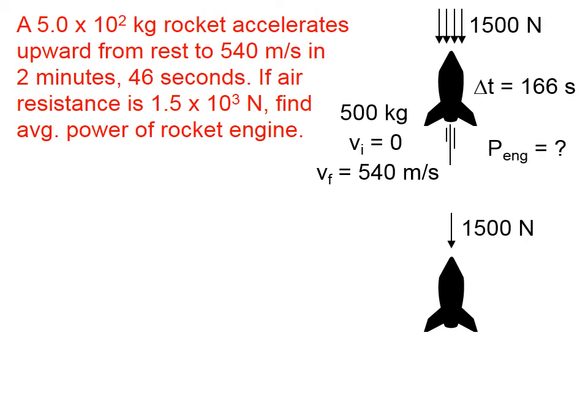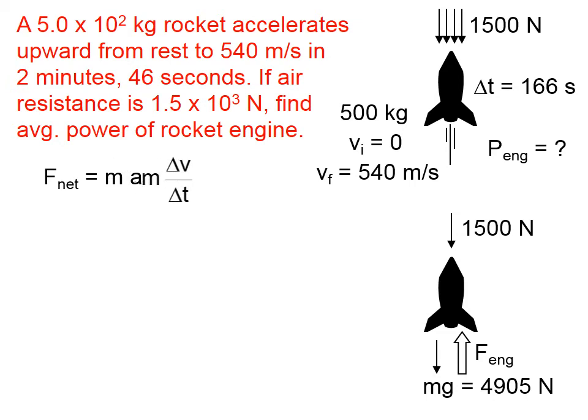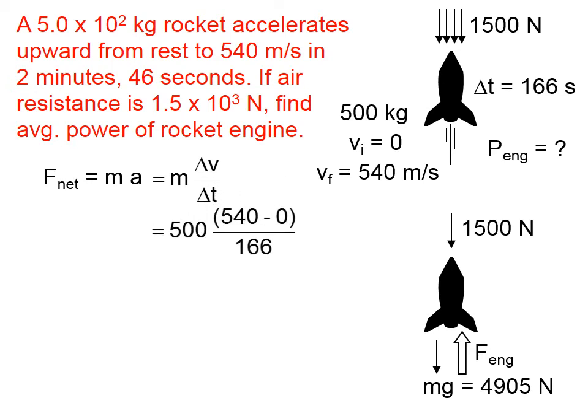So let's draw a free body diagram of this rocket. There's the air resistance, 1500 newtons. The weight, m times g, so that's going to be 500 times 9.81, which is 4905. And then we have the force from the engine. The net force on the rocket, according to Newton's second law, should equal the mass of the rocket times its acceleration. The acceleration, by definition, is change in velocity over change in time. Those quantities we know, and we should be able to calculate the net force on this rocket, 1626.5 newtons.